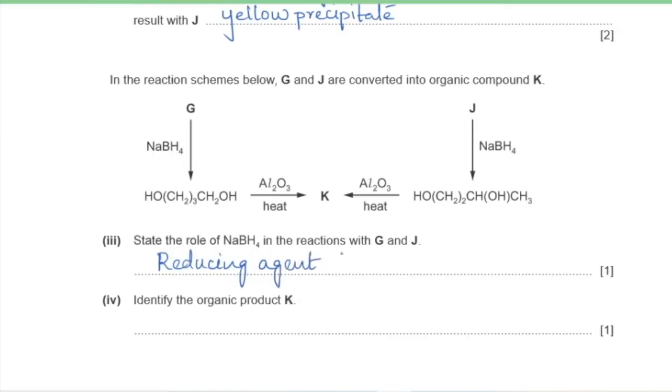Part 4, identify the organic compound K. Heat and aluminium oxide is usually used in a dehydration process, meaning the removal of water molecules from the structure. So OH here and OH will get removed and we'll have the double bond present this time. So it's going to be a carbon to carbon double bond on the first 2 carbon atoms and on the last 2 carbon atoms.